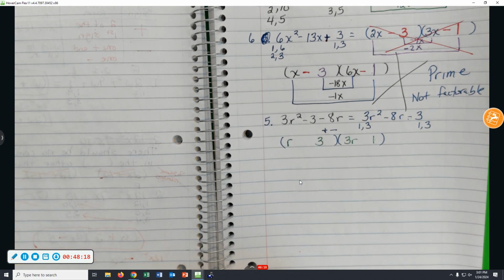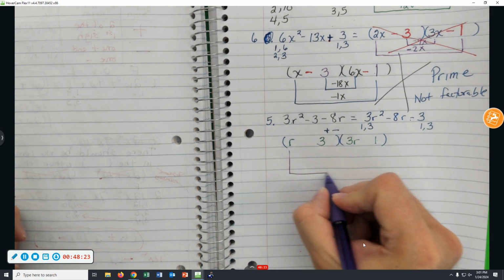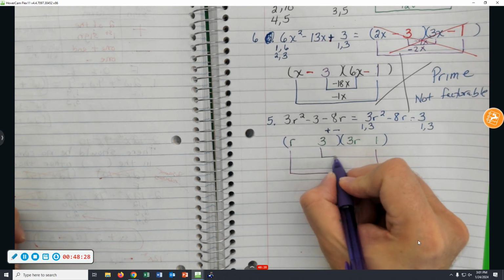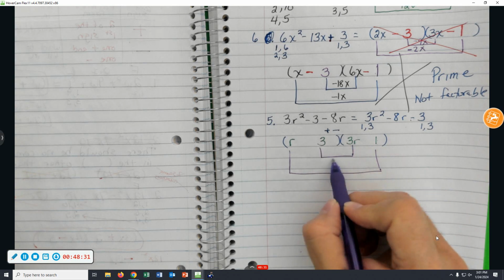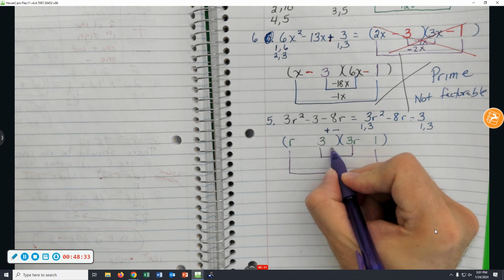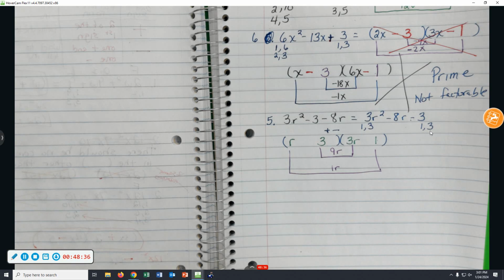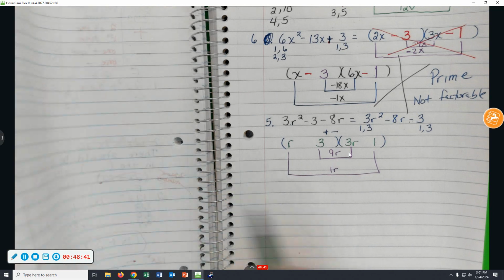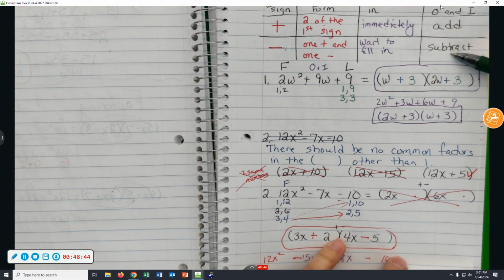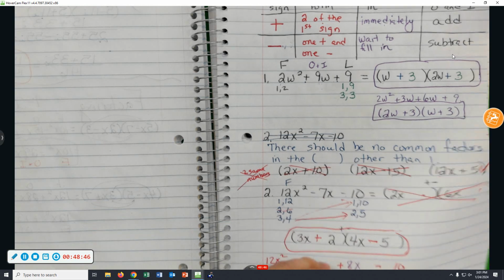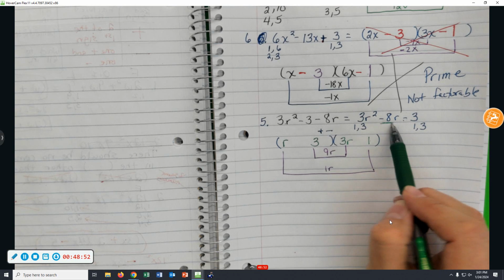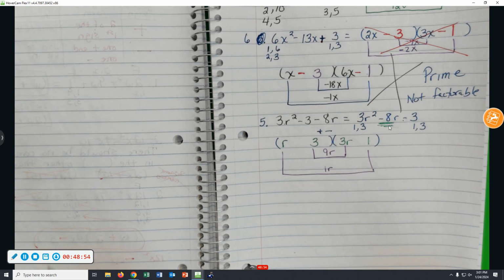Okay. Check the outer and the inner. Multiply the outer and the inner. So here's the outer: I would have just a 1r. Then the inner. What would I have for the inner product here? 9r. And remember, when that second sign's a minus, these terms have to subtract to give you that middle number. The outer and inner are going to have to subtract. If we subtract these numbers, can we get that middle term, 8? Yeah. 9 minus 1 will give us the 8.